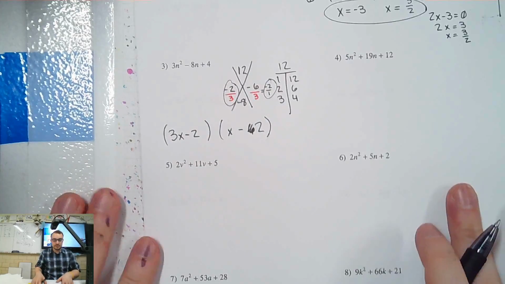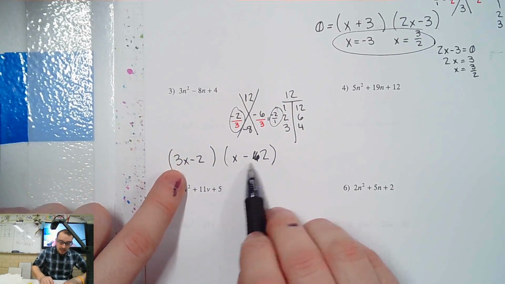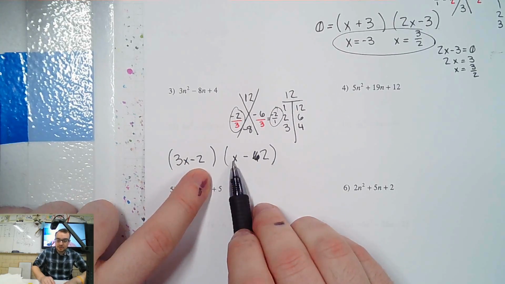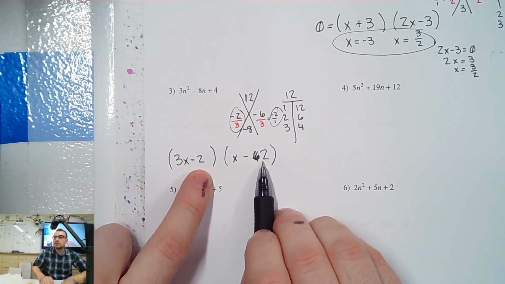Now let's check our work. 3x squared checks out, right? Negative 6x minus 2x, minus 8x, right? Plus 4. That is some nice math.